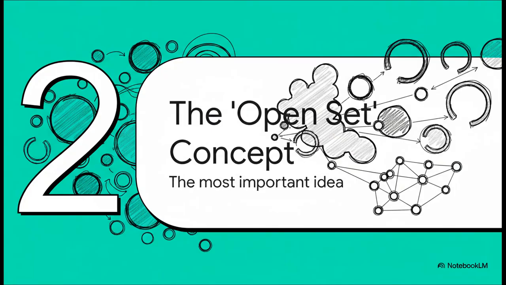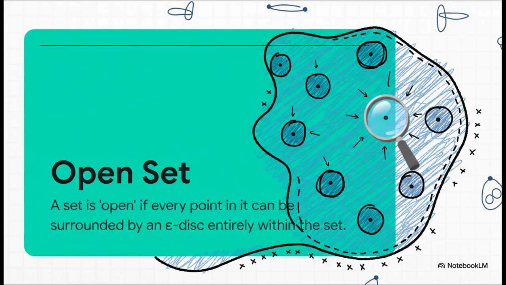Okay, so we've got our building block. Now, let's see how we can use it to construct what is, and I'm not exaggerating here, probably the most important idea in all of topology, the open set. Seriously, if you can wrap your head around this one concept, the rest of the stuff is going to fall into place so much more easily. So here's the formal definition. A set is open if every single point inside it has a little bit of breathing room. What that means is no matter which point you pick, any point at all, you can always draw a tiny epsilon disk around it that's still entirely inside the set. It never pokes out. Basically, an open set is a set that doesn't include its own edge.